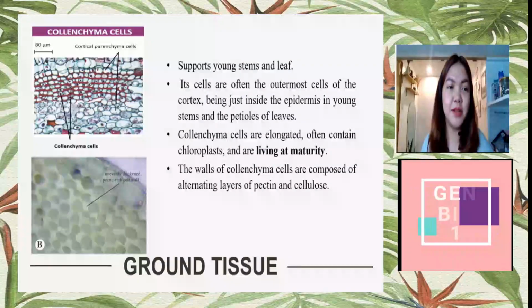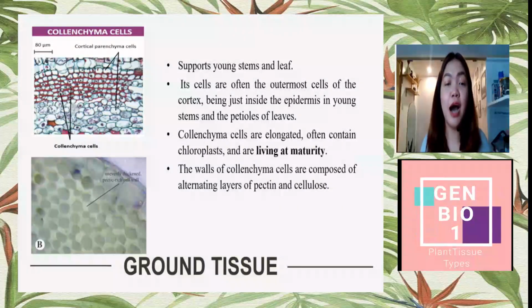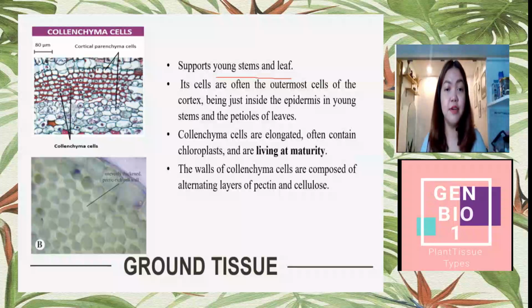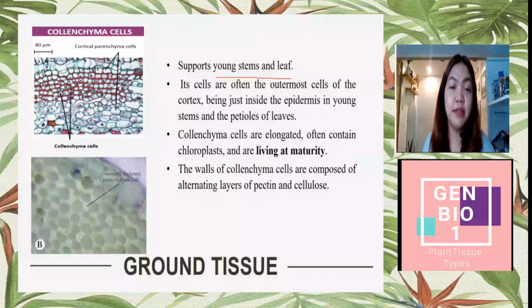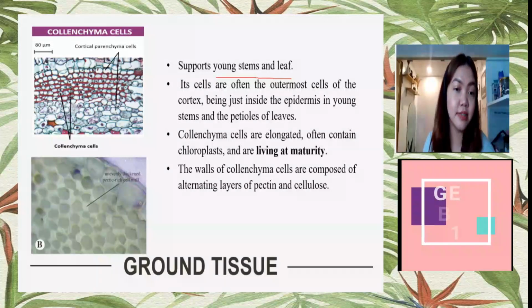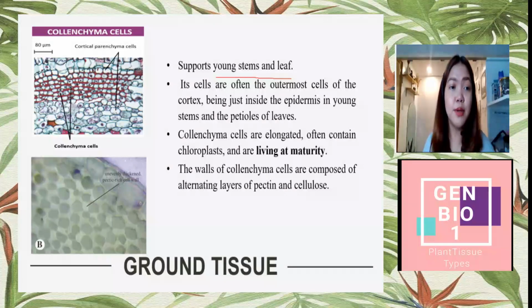Next is we have your collenchyma cells. So these collenchyma cells are present especially in young plants. So it supports young stems and young leaf. These cells are often the outermost cells of the cortex, being just inside the epidermis in young stems and the petioles of leaves. So, collenchyma cells, actually, na-observe talaga natin siya.